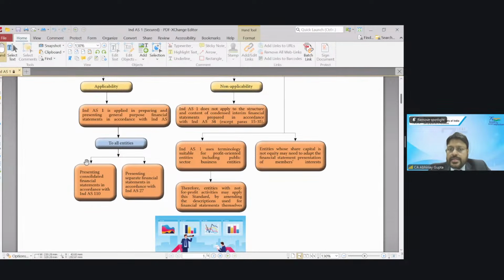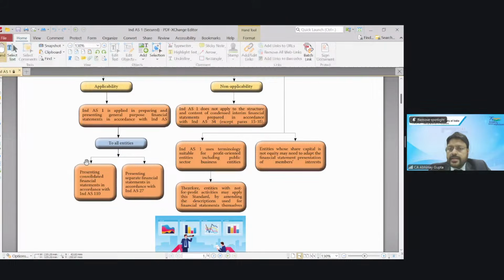Now, Ind AS 1 does not apply to the structure or content of the condensed interim financial statements, because Ind AS 1 prescribes the full-fledged financial statements requirements. There is a specific standard which deals with the condensed financial statements, that is Ind AS 34, which we will cover today only, right?